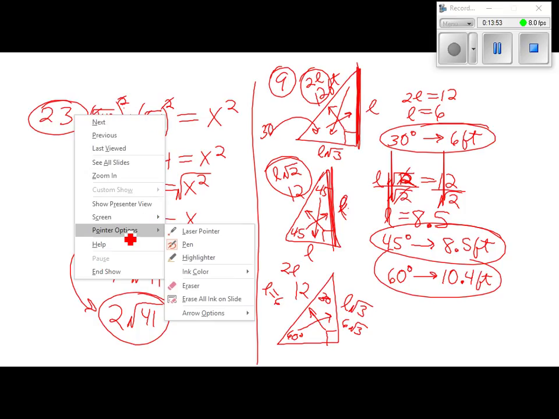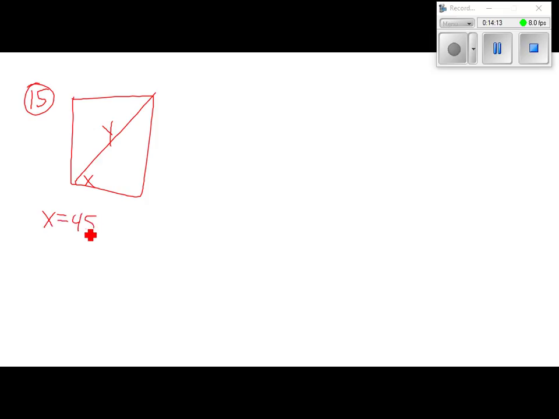Are we done? Problem 15. What kind of triangles do we have in problem 15? 45, 45, 90. Let's see. This is Y. This is X. Right away, what do we know X equals then? 45, because it's one of the angles. So X is 45. That's one of our answers.